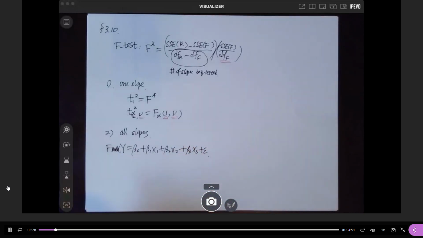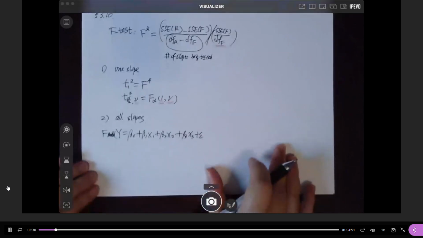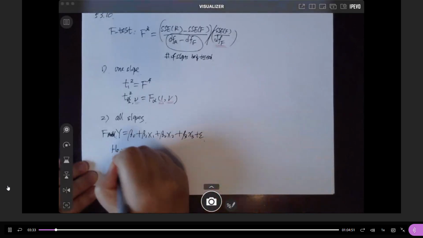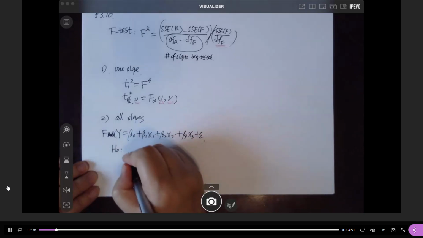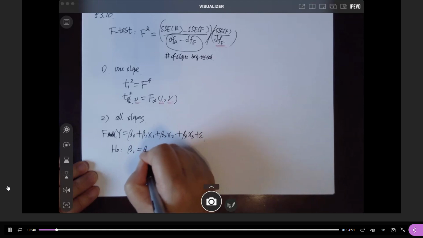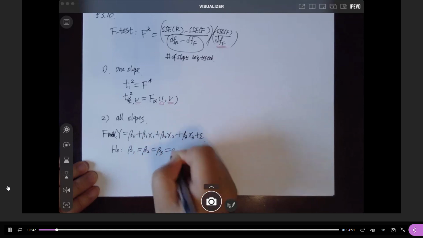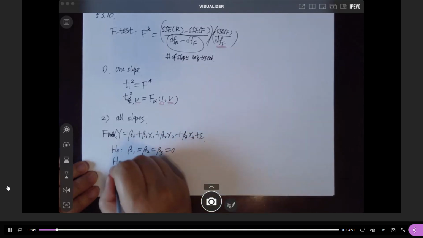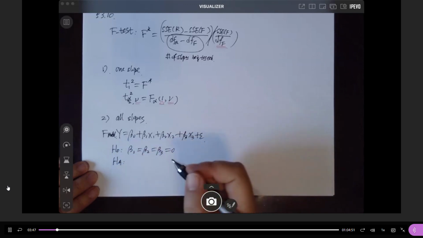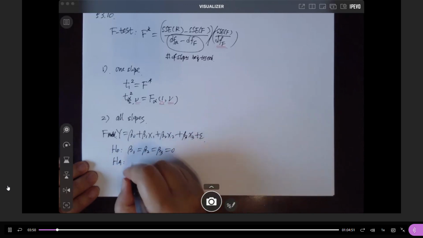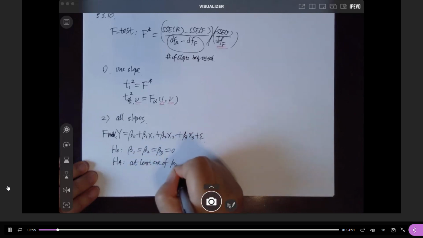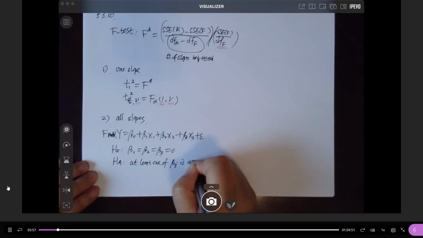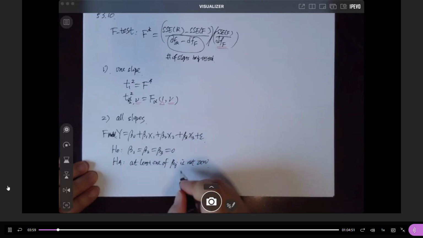If you have a full model like this and you are trying to test all slopes, first of all, how do you write your hypothesis? That is beta 1, beta 2, beta 3, right? So you want to test if beta 1 equals beta 2 equals beta 3 equals 0. Your alternative hypothesis says at least one of the beta j is not 0, for j equal to 1, 2, 3.